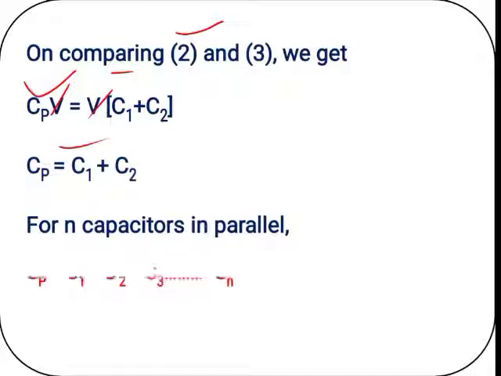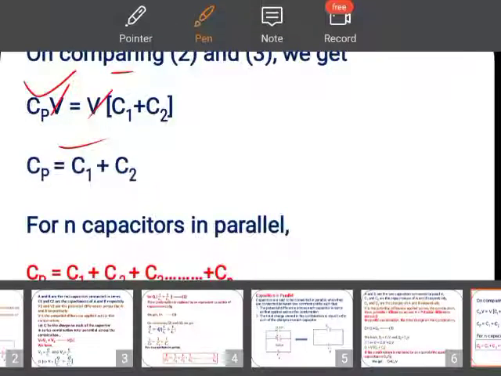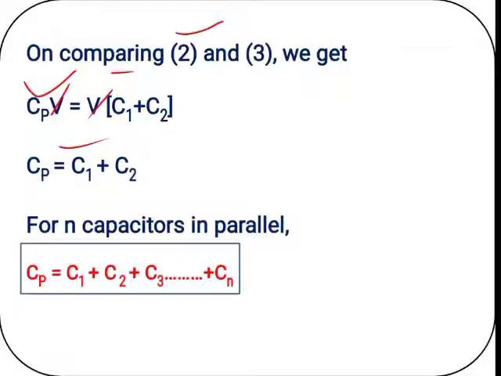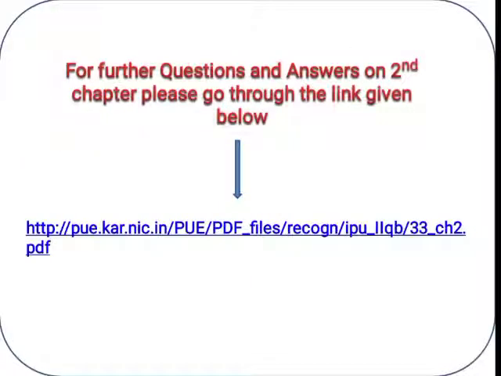Suppose if we consider n number of capacitors which are connected in parallel, then Cp is equal to C1 plus C2 plus C3, so on up to Cn, where n is integer. So this is the final expression for the parallel combination if n number of capacitors are connected in parallel. I hope you understood this derivation also, which is very simple and easy.